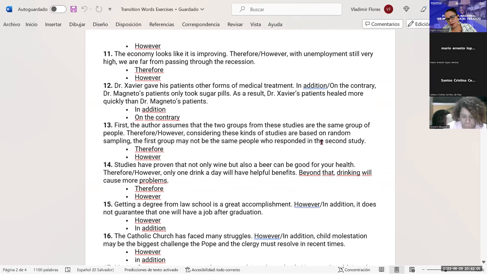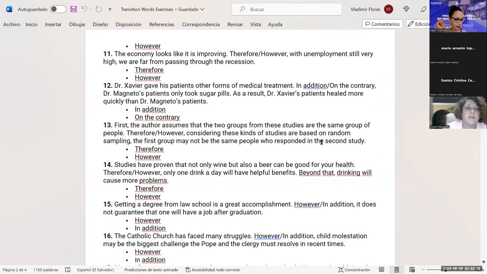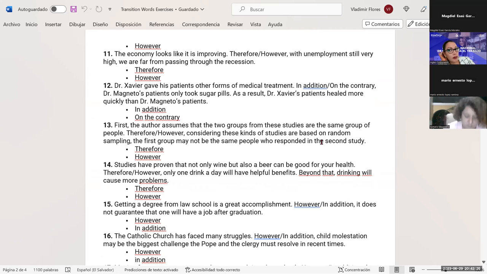Number 11. Volunteer. The economy. Mario Ernesto, thank you. The economy looks like it's improving. However, unemployment is still very high. We are far from passing through the recession. Excellent. That's correct.